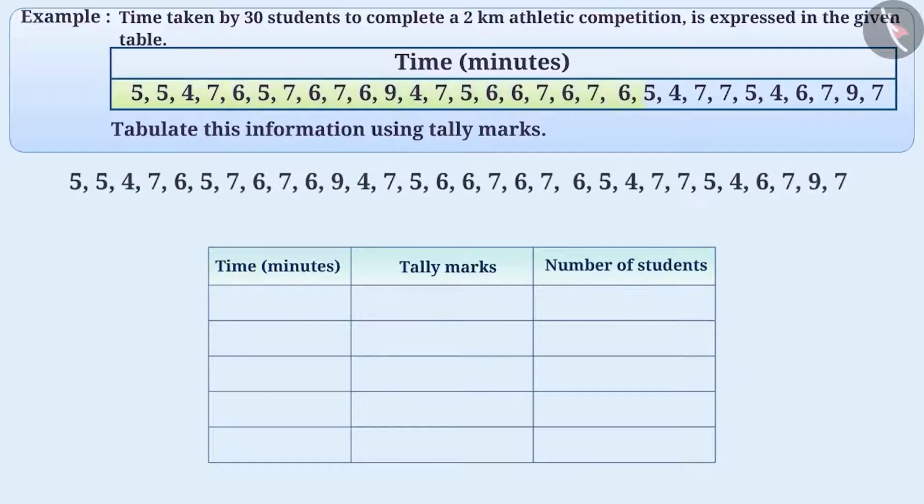Now we will find the smallest number from the given list. Here, 4 is the smallest number. So, we will write it in the first row in the column of time. Now we will continue to search for 4 in the given list. We can see 4 here. We will cut it so that we do not count it again. At the same time, we will draw a vertical line in the tally marks column of the table which shows that 4 has occurred once.